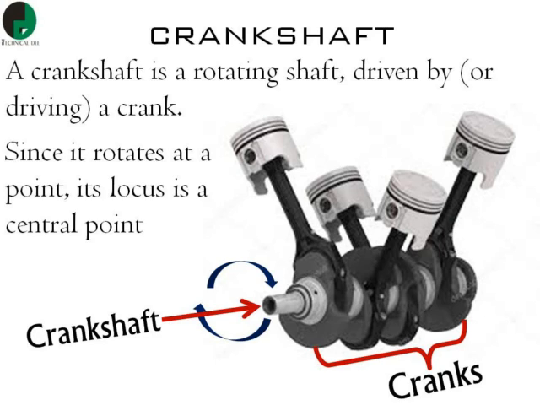The crankshaft is a rotating shaft driven by or driving a crank. If the motion is backwards, it will be driven by the crank. If it's forward, that is, if it has the capacity to rotate, then it will be affecting the crank, driving the crank. Since it rotates at a point, its locus is a central point, like a rotor with two blades attached, the pin rotating, that's like the shaft. So we see this as a central point, and that's its locus point.